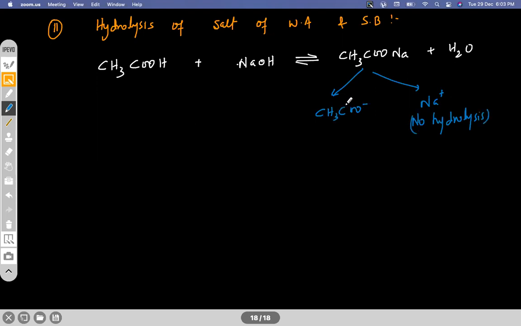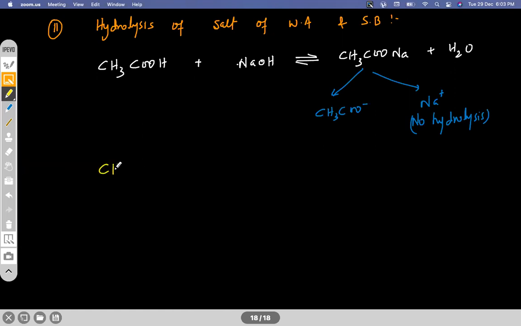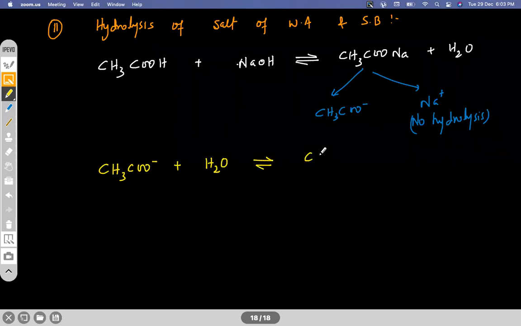This one will go under hydrolysis. Reverse reaction is possible here. And the hydrolysis reaction, if you see, is CH3COO minus dissolved in water forms CH3COOH and OH minus. Right?